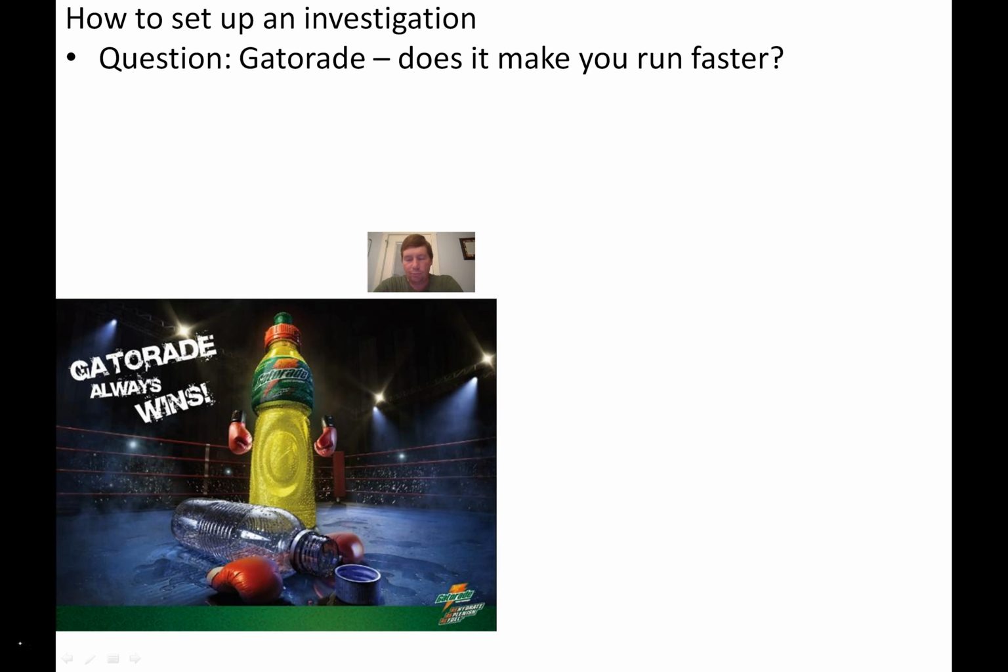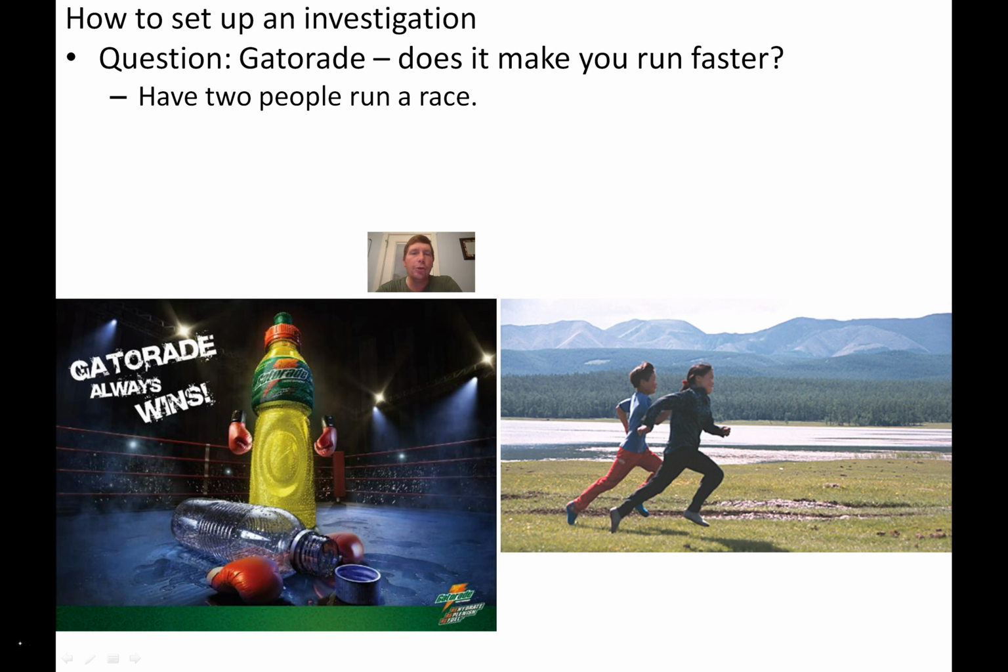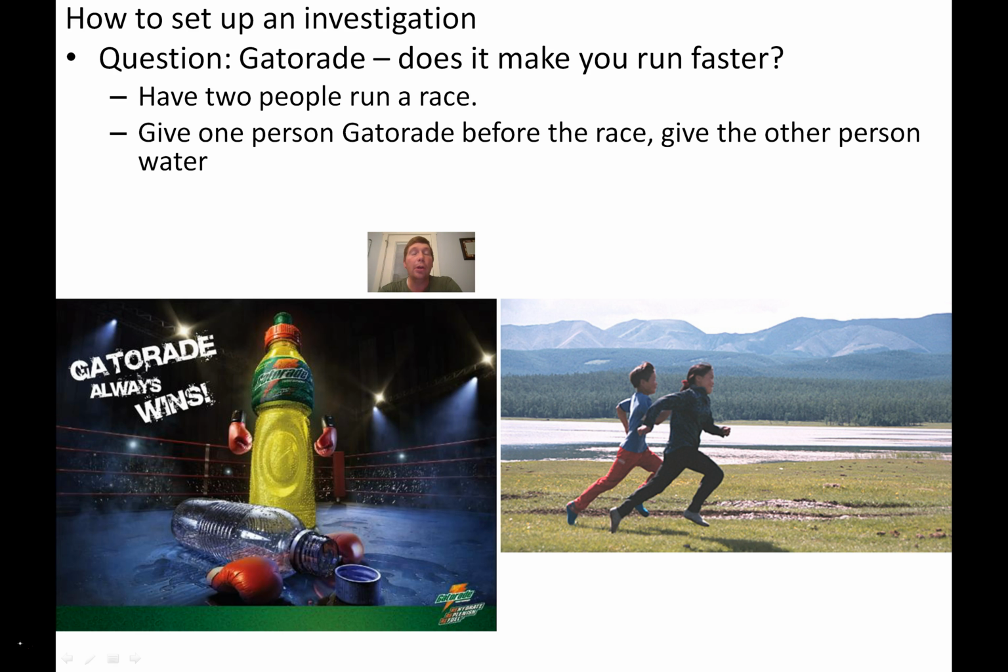How would we do this? Pretty simple. Have two people run a race. There you see two people running a race. Give one of the people Gatorade before the race, and give the other person water. Done and done. That would be a very simple investigation we could do to show if Gatorade makes you run faster or not. Now, how we did this is we manipulated things. We changed it. We only gave one of the two people Gatorade. We gave the other person water. And so that way, when they run a race, if the person who drank the Gatorade runs faster, then we can say that, hey, Gatorade makes you run faster.